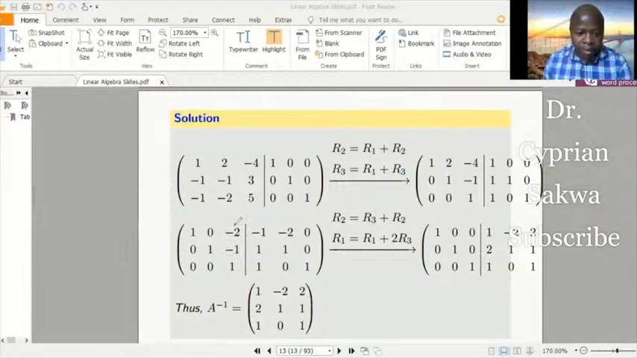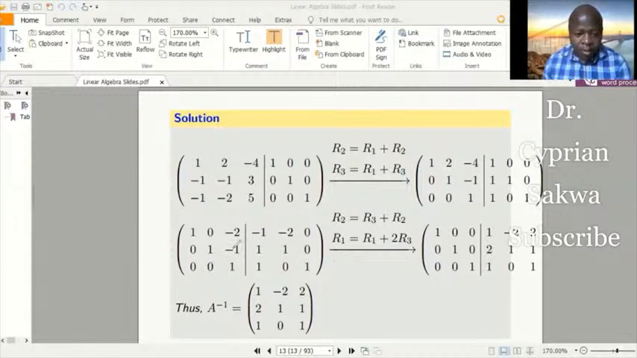What about here? To get a 0 here, we require row 1 plus 2 row 3. This element plus 2 times this gives us a 0 there. So that's what I did. This row remains what it is. This row remains what it is. We only want to affect row 2 and row 1. So let's begin with row 2.